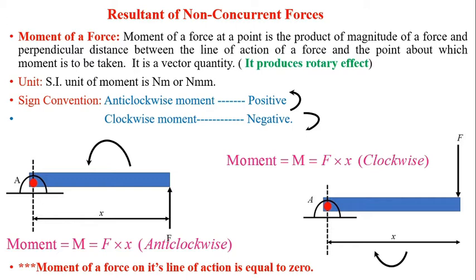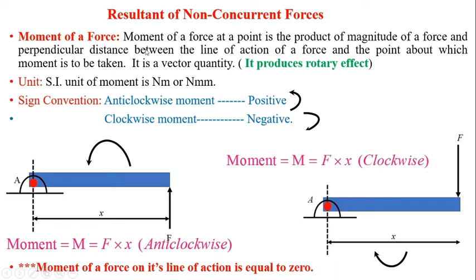So, let us begin with a term, moment. We know force, we know the definition of force. Now, moment of a force. What is moment of a force? Moment of a force at a point means that moment is taken at a point or about a point. Moment of a force at a point is the product of the magnitude of the force and the perpendicular distance between the line of action of that force and the point about which moment is to be taken.